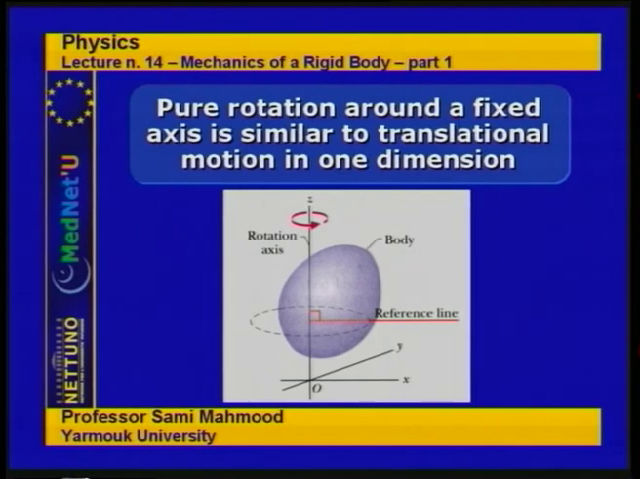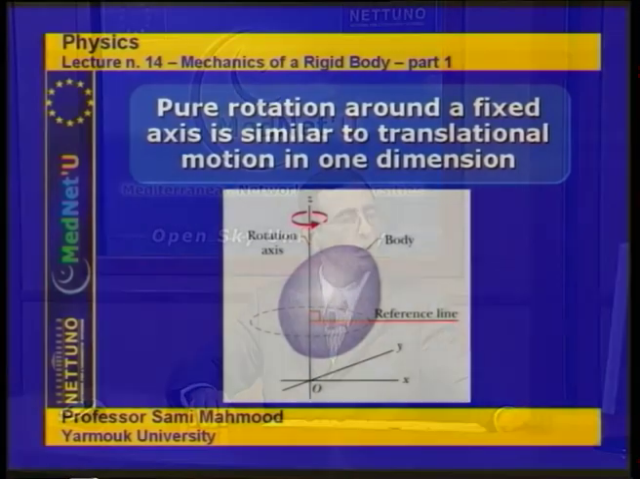we have to define the position of the body as it rotates. But how can we define the position in the case of rotation? In the case of translation, the position that is changing is the position of the particle, the x position. In the case of rotation, what is changing is the angle. So if we focus our attention on a point at the surface of the body, we notice that this point is changing position, but it's changing position in an angular form.